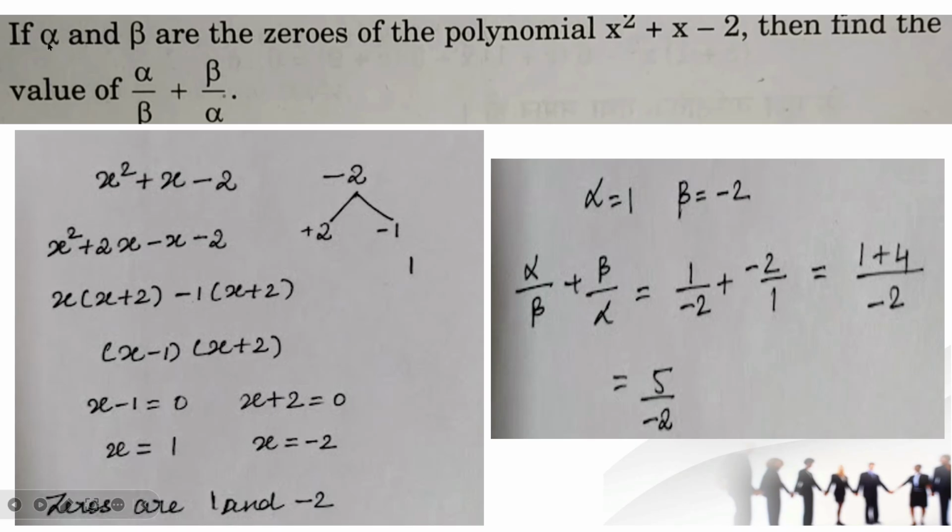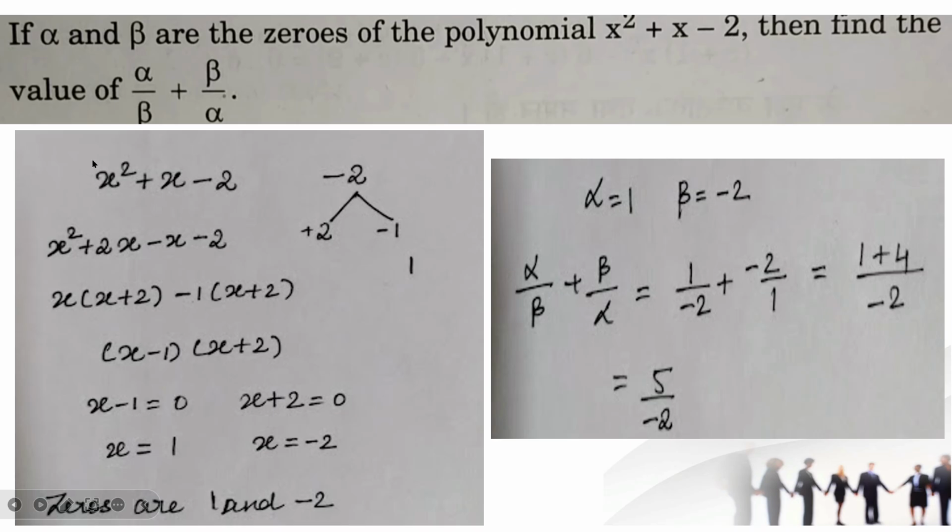Okay. If alpha and beta are the zeros of the polynomial, this equation they given, then find the value of alpha by beta plus beta by alpha. This is also like previous question. You just write that equation and then simplify.